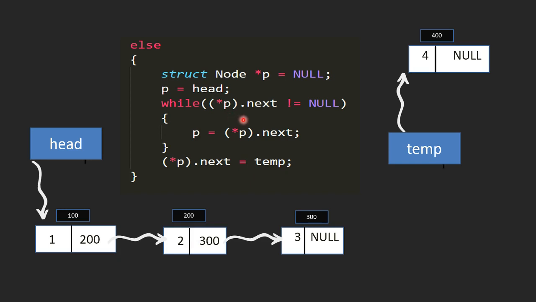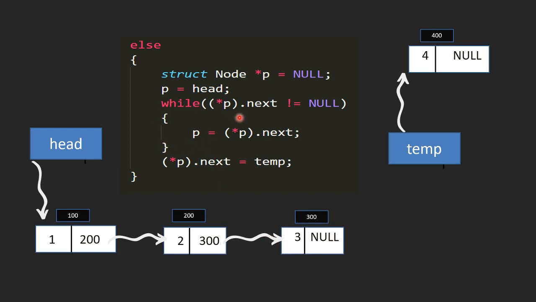Again it will check whether *p.next is not equal to null or not. In this case *p.next is 300, which is not equal to null. Hence this condition is again satisfied, and again I will update the value of p from p to *p.next. In this case *p.next is 300, hence the value of p will change from 200 to 300. That means it will point to this node now, which is what we wanted earlier. So now finally we have reached this point.